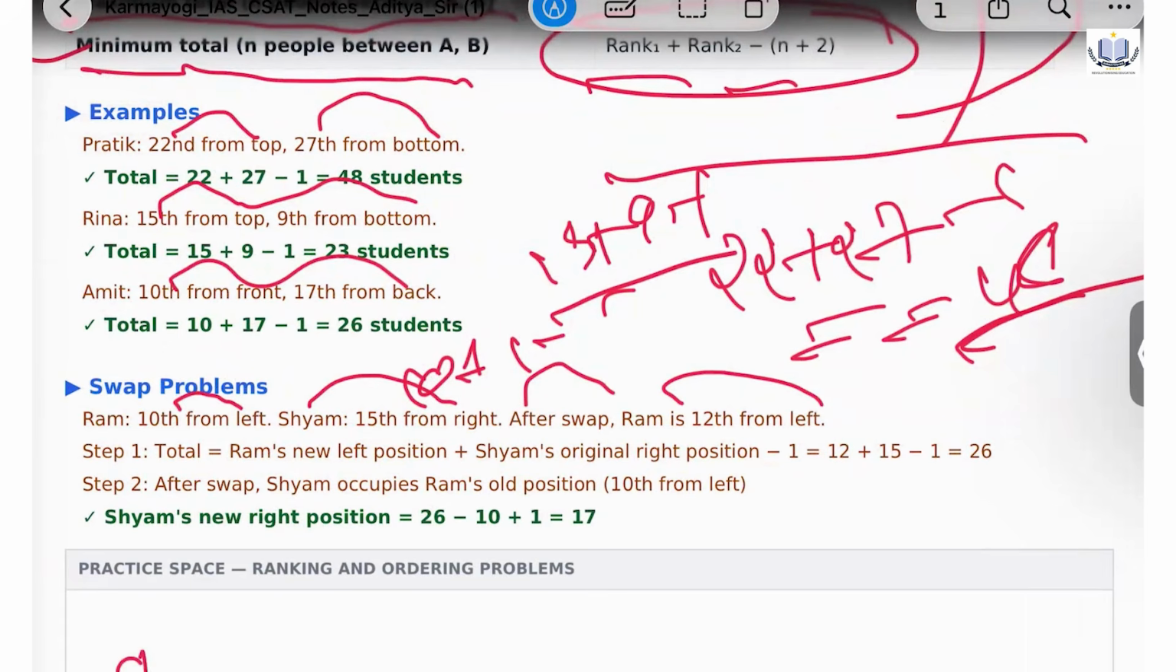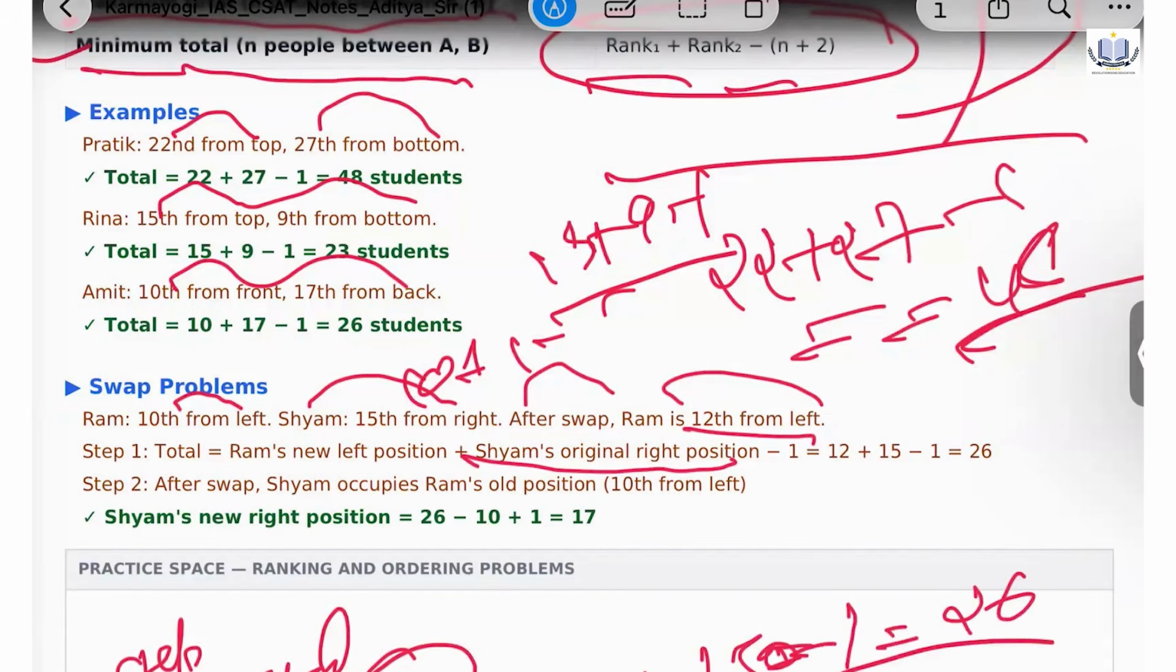So step 1 first we have to find that is total number कितने हैं. तो Ram's new left position plus Shyam's original right position minus 1. So Ram का new left position is 12th from the left. ठीक है. And Shyam's original right position is 15 from the right, minus 1 equal to 26. ठीक है. This is what we can find.